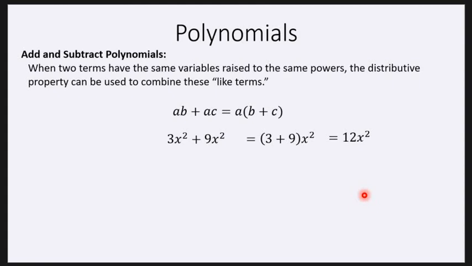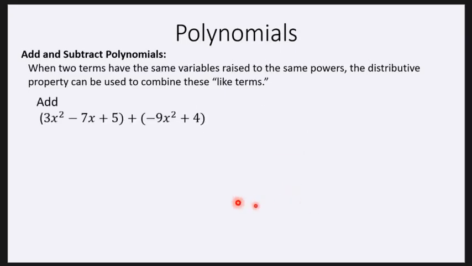We're basically going to take any terms that are alike and combine them together by adding or subtracting their coefficients as indicated. So here we have an example. We're adding 3x squared minus 7x plus 5 to negative 9x squared plus 4. So first of all, because it's addition, I don't really need the parentheses, so I'm just going to drop the parentheses. The plus or minus 9x squared is just going to be a subtraction of 9x squared.